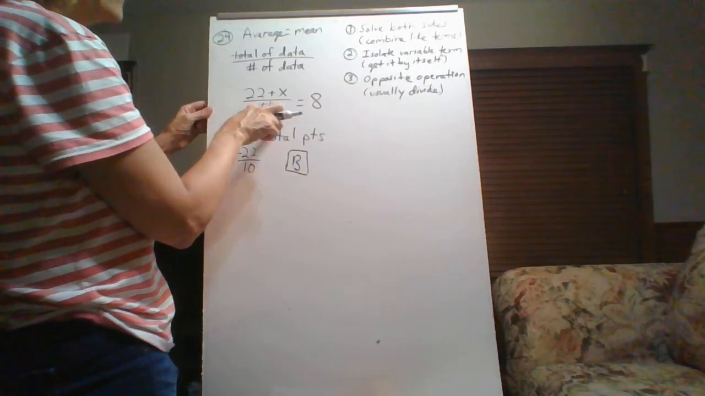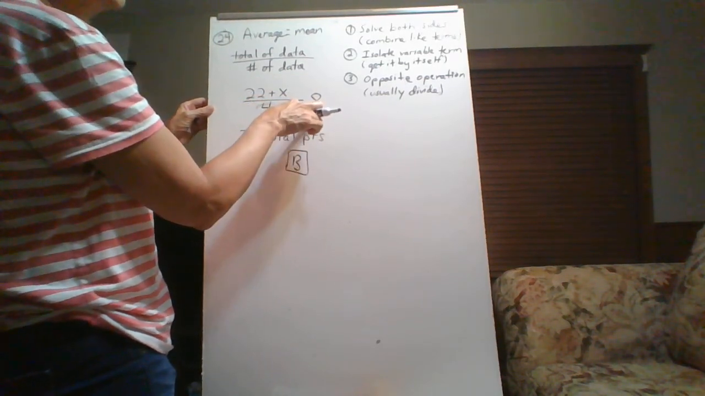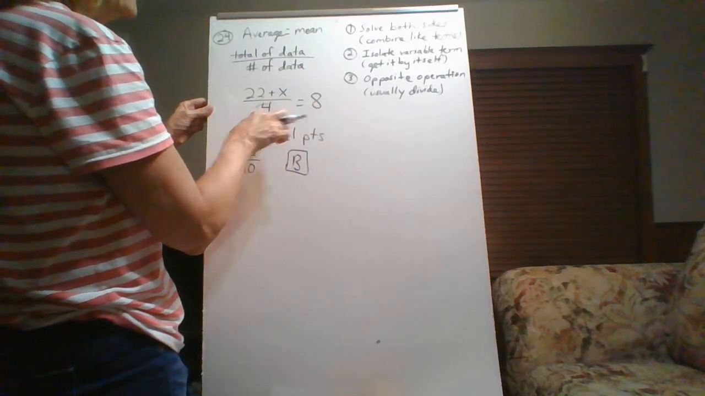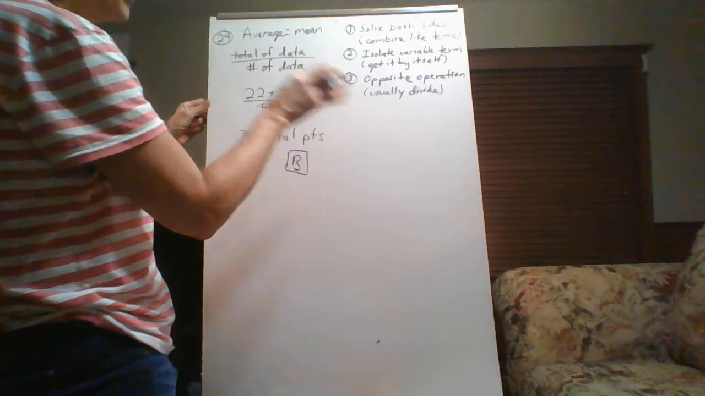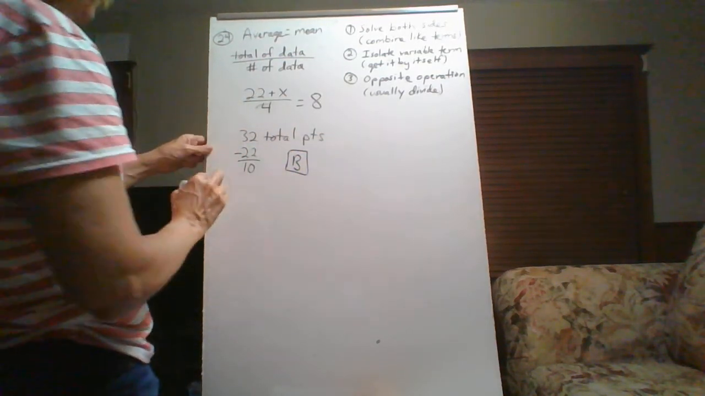That's going to be your easiest way to do these when they ask you to find one of the missing numbers: see how many points do I need total to make it possible. And if I have 4 terms and the average is 8, 4 times 8 is 32. So I need 32 points, and then I see what I've got. And that's the way I work from there.